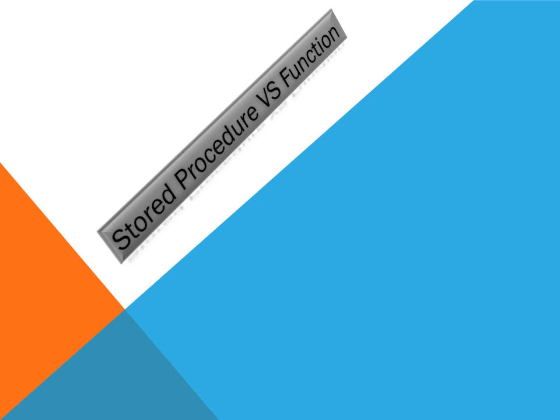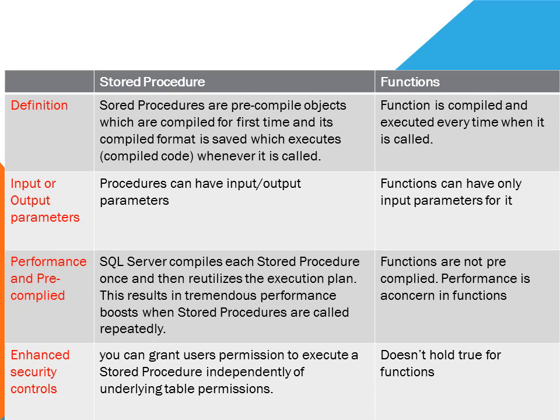The most generic question that we face in interviews is the difference between stored procedure and function. So let's start with the difference. Stored procedures are precompiled objects which are compiled for the first time and its compiled format is saved, which executes whenever it is called, whereas functions are compiled and executed every time when they are called.